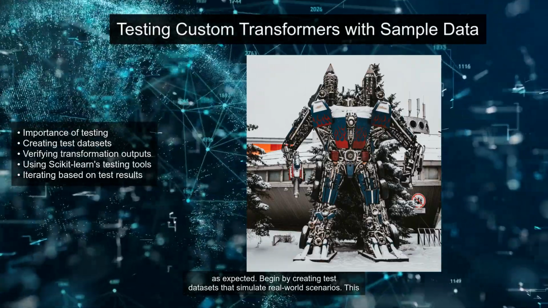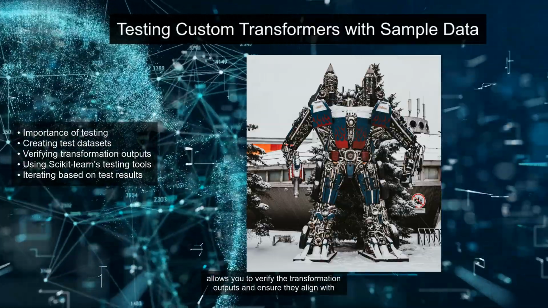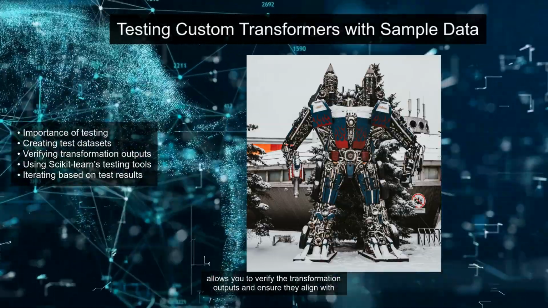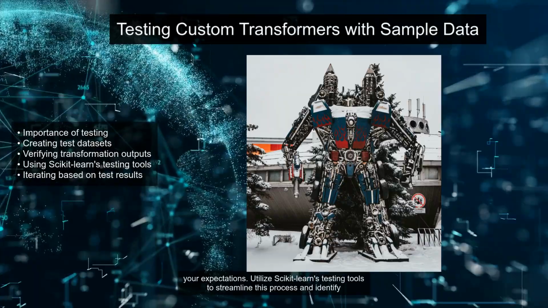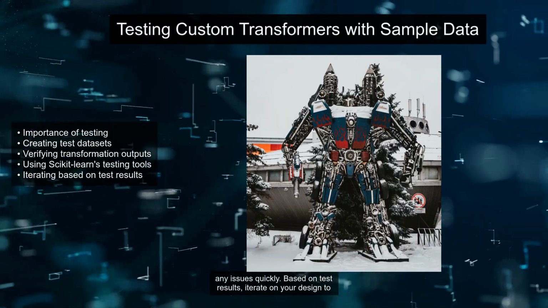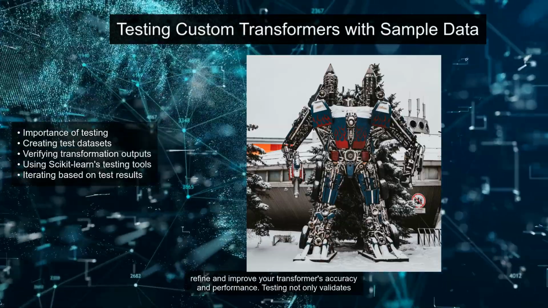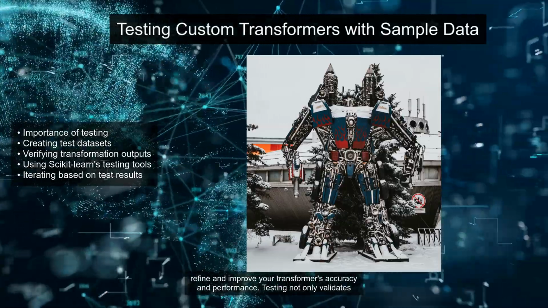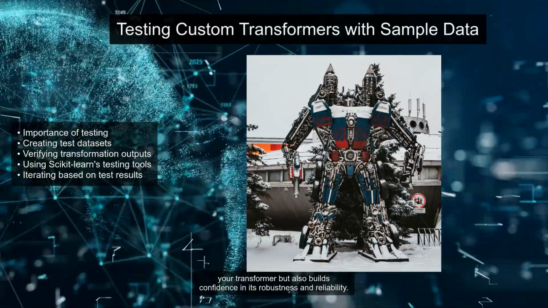Testing your custom transformers is a critical step to ensure they perform as expected. Begin by creating test datasets that simulate real-world scenarios. This allows you to verify the transformation outputs and ensure they align with your expectations. Utilize Scikit-learn's testing tools to streamline this process and identify any issues quickly. Based on test results, iterate on your design to refine and improve your transformer's accuracy and performance. Testing not only validates your transformer but also builds confidence in its robustness and reliability.